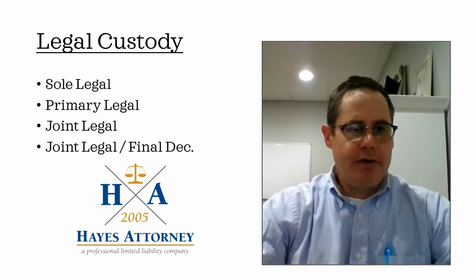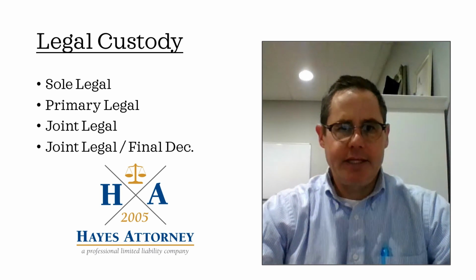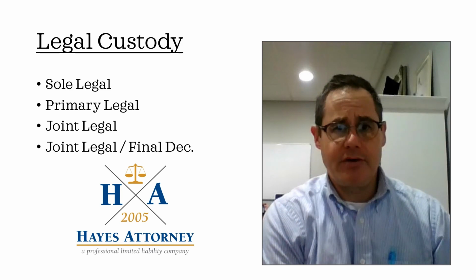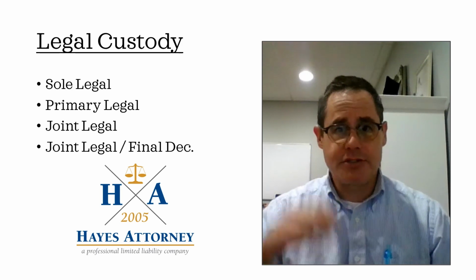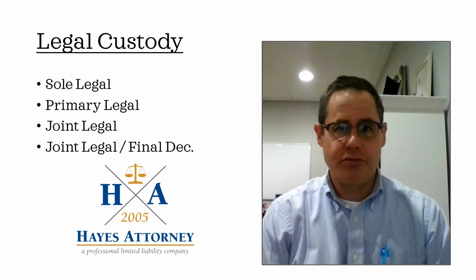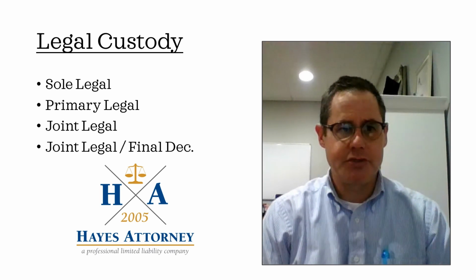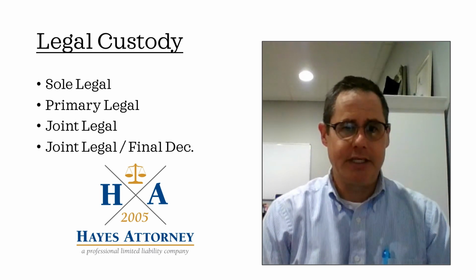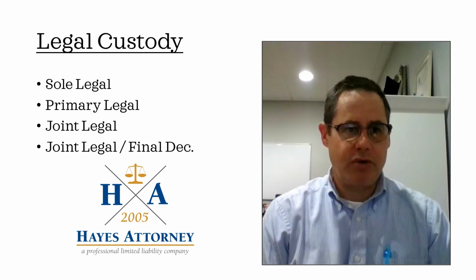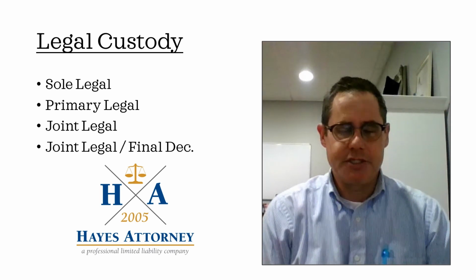As you can see here, we're talking about legal custody. Again, that's who has basically decision-making authority with respect to a minor child concerning major decisions of educational, medical, and other types of major decisions concerning a minor child or children. And we have that broken down into different types of legal custody. You can see they're sole, primary, joint, and then the last one is joint with final decision-making authority.